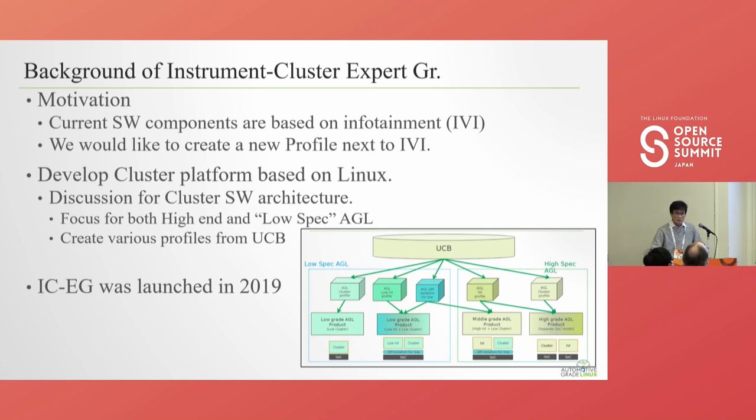architectures. The policy has two points: not only focusing on the high-end model but also on the low-cost model, and we fork and reuse the original UCB. So we create a variable platform from UCB and combine it to create a new product. For example, the low-cost model uses only the low-cost cluster. The high-end model uses the high-end IVI, high-end cluster, and each SoC. So several profiles provide many kinds of platforms. The IC cluster expert group was launched in 2019.